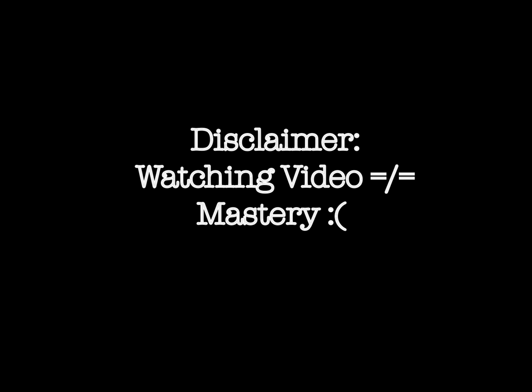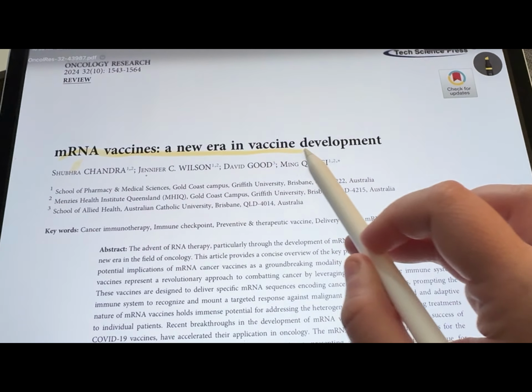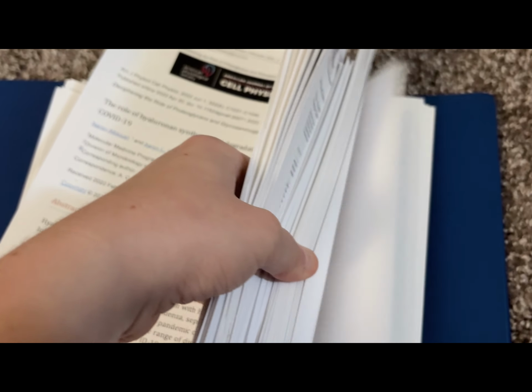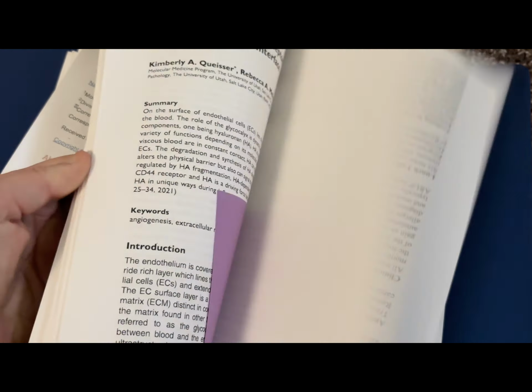I want to point out that watching this video once will not turn you into a master at reading these papers. You're going to have to read a couple of them before you get into the groove of science reading. And that's going to be frustrating to hear, but that's one of the unfortunate parts of just practice.